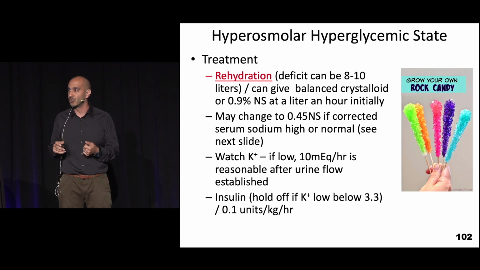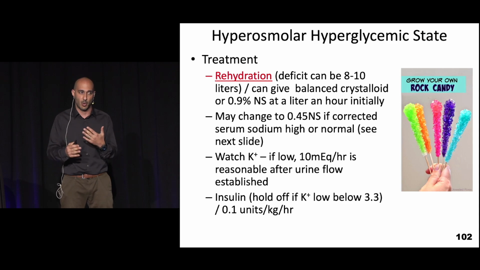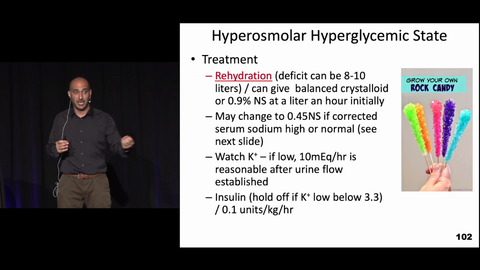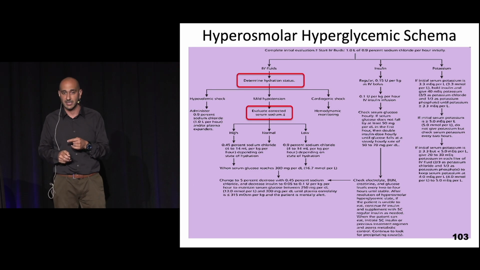They also get insulin drips. But instead of 0.1 units per kilogram, I tend to go to 0.05 units per kilogram, just to correct them a little bit more slowly. When somebody comes in after having been dehydrated for 2-3 weeks, we want to match the tempo of our treatment to the tempo of the way that they developed their disease.